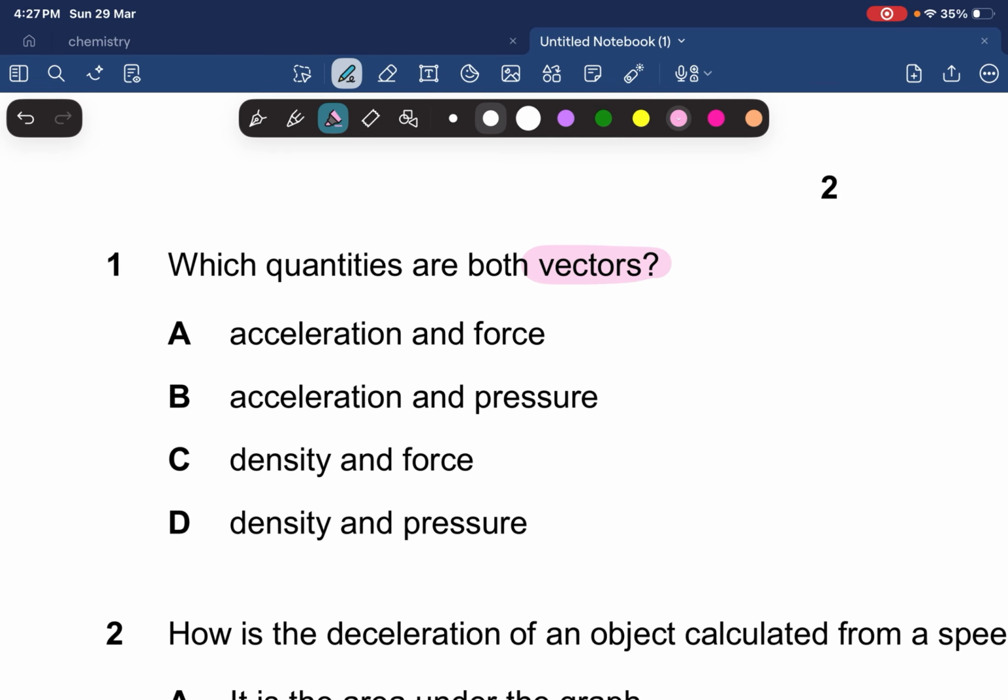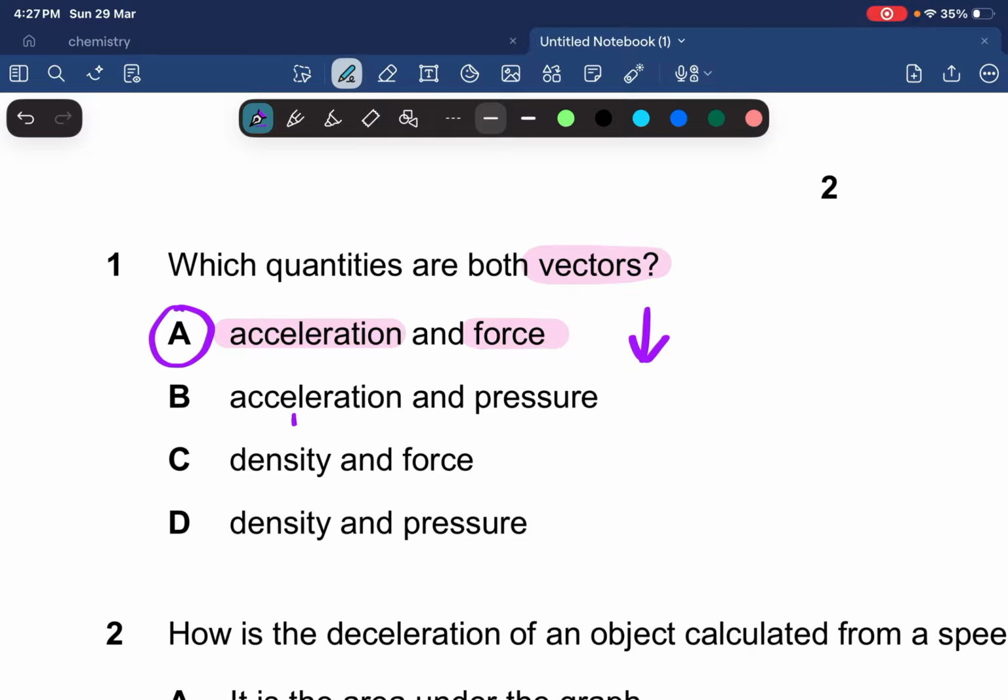Vectors are quantities that have both magnitude and direction. Acceleration and force, yes, that's correct, because acceleration is the rate of change of velocity and velocity is a vector. So that means acceleration is also a vector, and force is the force you apply in a specific direction. Weight is a force, and weight is always downwards, so that's why both are vectors.